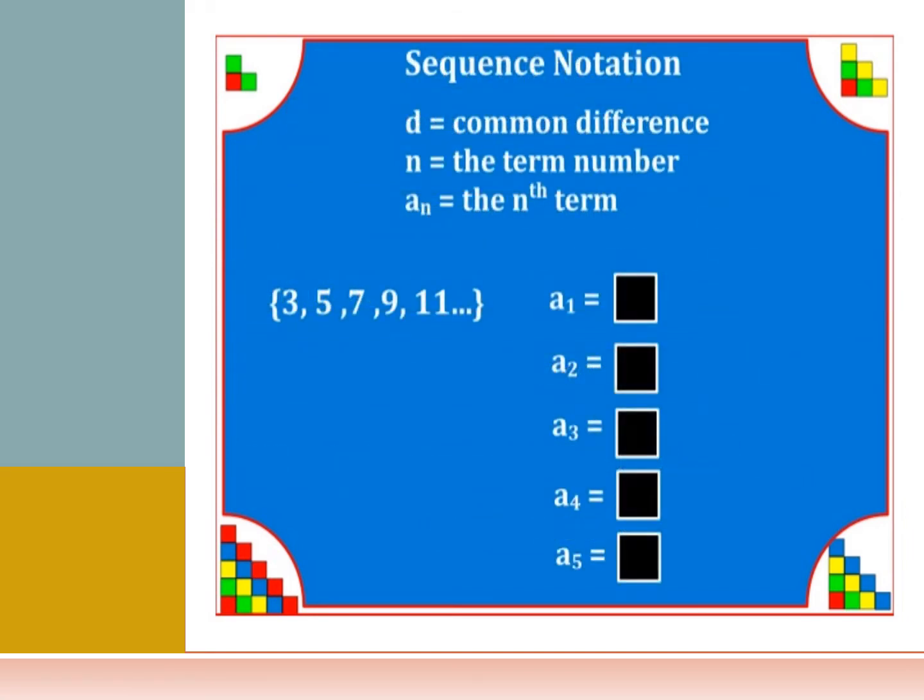So d is the common difference, n is the term number, and an is the nth term. For the sequence 3, 5, 7, 9, 11, a1 is the first element, 3, a2 is the second one, 5, a3 is the third one, 7, a4 is 9, and a5.